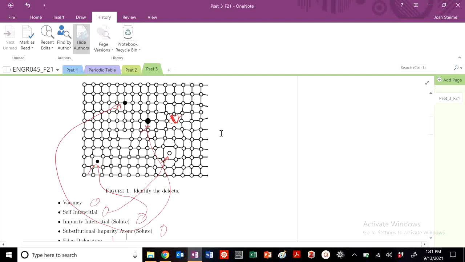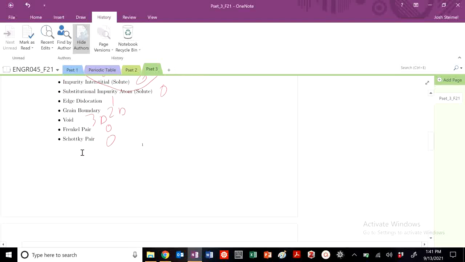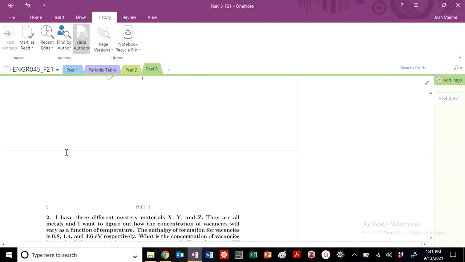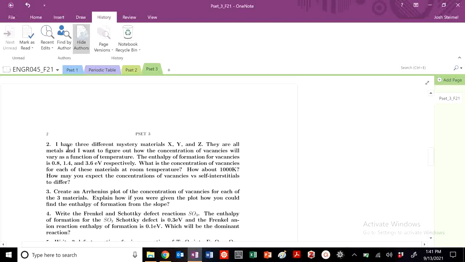Any edge dislocations? Oh, there we go. That's our edge dislocation right here. Any grain boundaries? Not that I could see in this picture. Frenkel pair? Nope. So the rest of them are all 0.